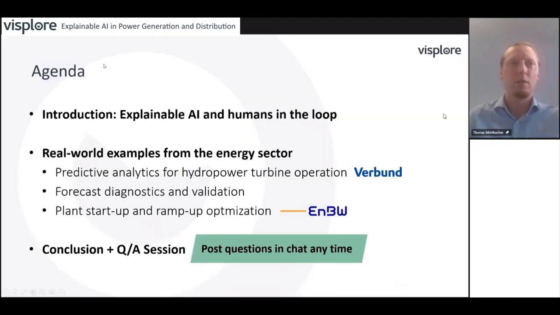So let's take a quick look at the agenda. I will start by giving a quick introduction. What is explainable AI? What is the role of humans in explainable AI projects? For those of you who attended the keynote already, there will be a bit of an overlap here. Sorry for that, but it's only a short part. The main content is afterwards.